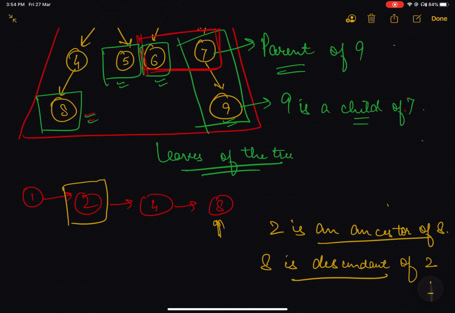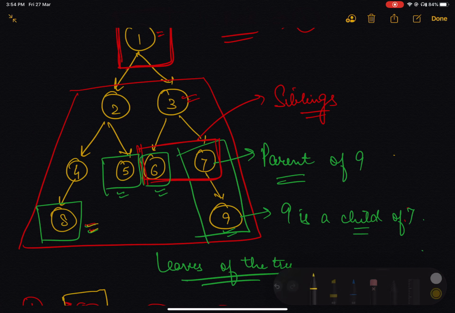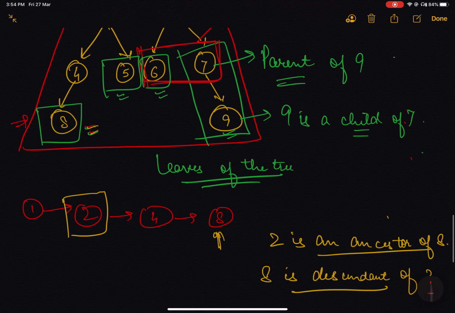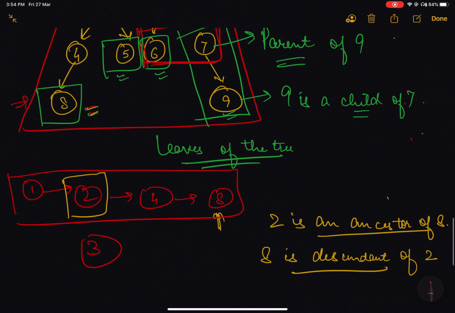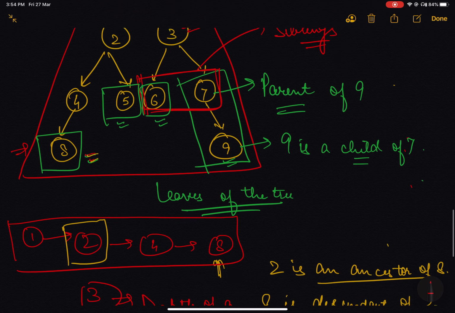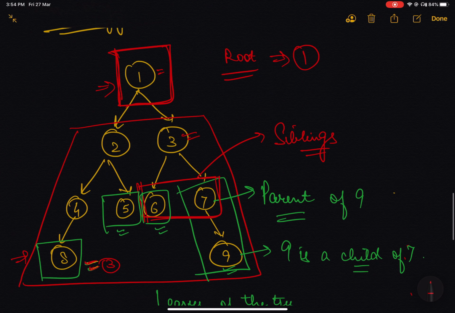Now we have studied ancestor and descendant. Now let us see a particular node 8 again. What is the length of the path from 1, that is the root, to 8? As we see here, the length of the path from 1 to 8 is 3. The length of the path from root to a particular node is known as the depth of a node. In this case, the depth of node 8 is 3. Similarly, what is the depth of node 3? As the length of the path from 1, that is the root, to 3 is only 1, the depth of 3 is 1.